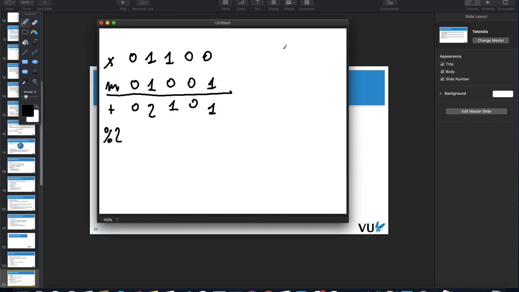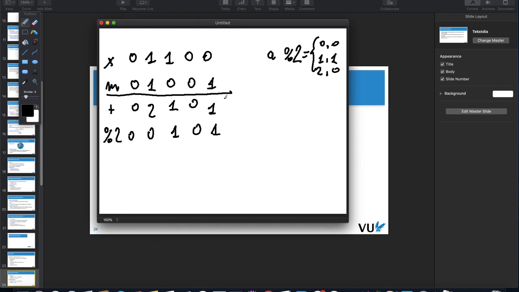The modulo operator is defined so that we just take modulo 2 of a value, let's say A. If it's 0, it returns 0. If it's 1, it returns 1. If it's 2, it returns 0, right? So now we look: we have 0, then 2 becomes 0, then 1, 0, 1. All right?